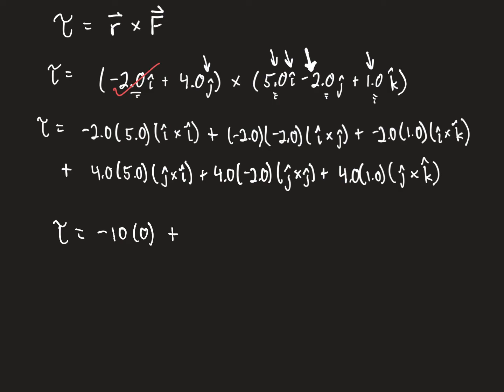Negative 2 times negative 2 is positive 4. And then I cross J. This is where you take your right hand, K. I take my right hand. It is K. And I point my fingers in the direction of I. I rotate my wrist around so that I can bend them into the direction of J.